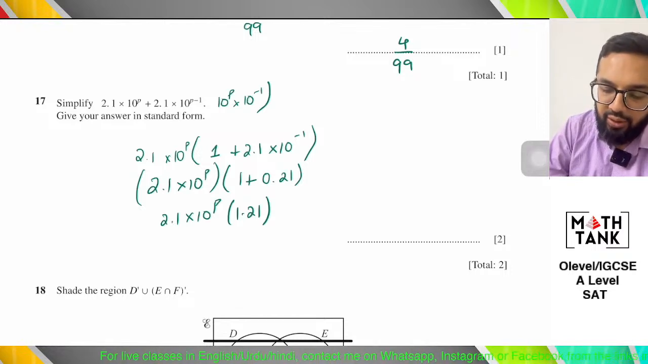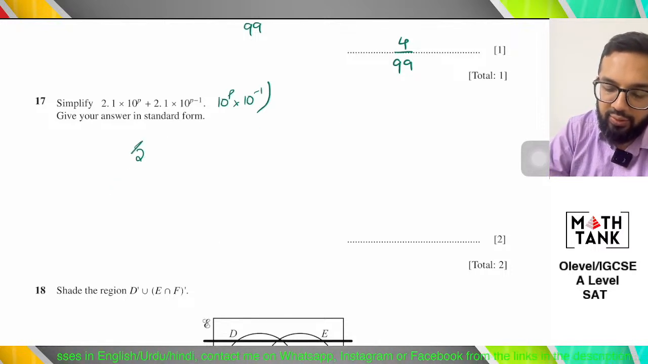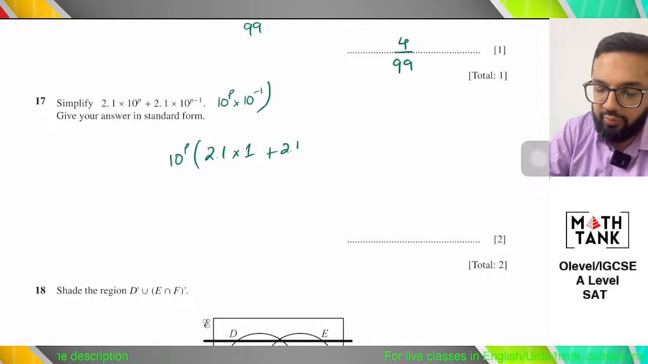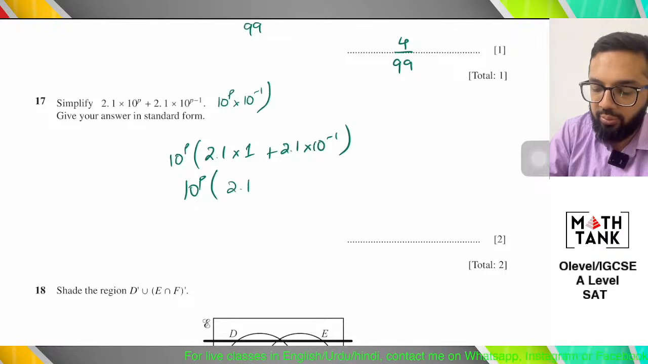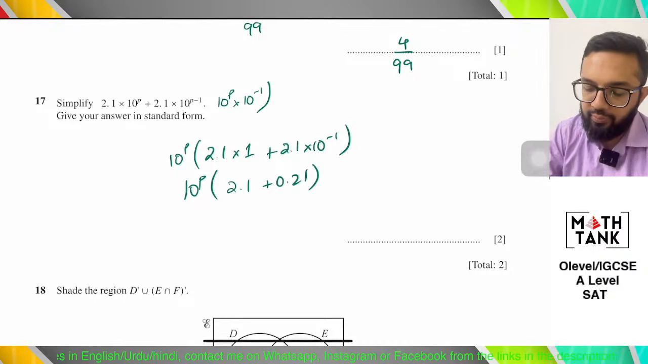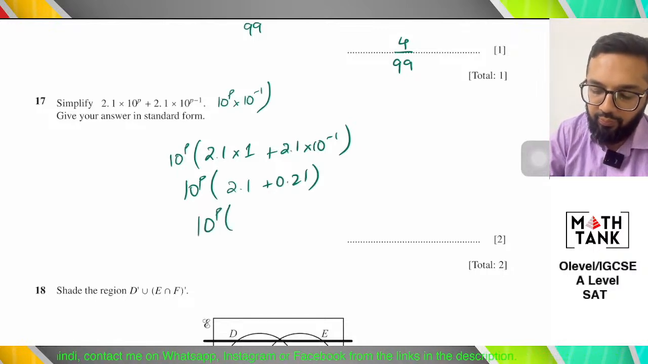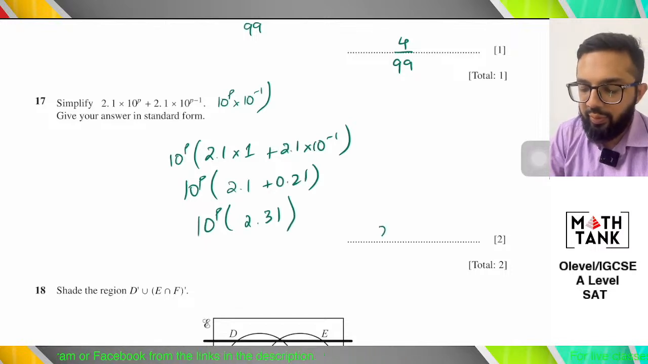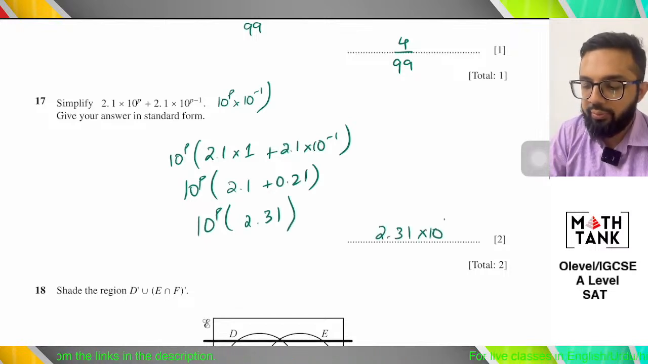I think I may have complicated this, but I can do it in an easier way. Let's not just take 10 power p as common, and that sort of simplifies the question. So that becomes 1, that becomes minus 10 power p 2.1, plus 0.21, 0.31. That's the easy way of doing it. 2.31 into 10 power p.